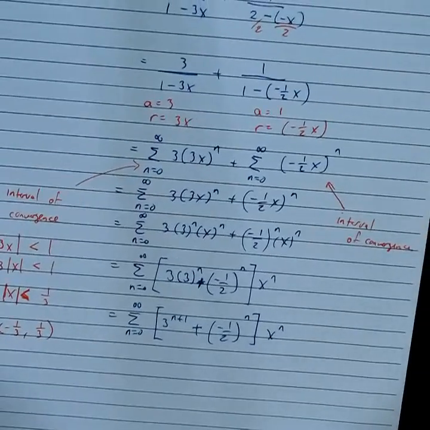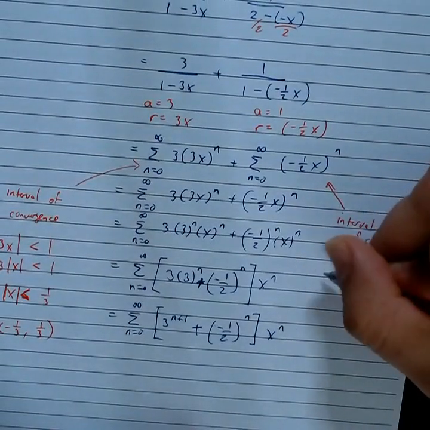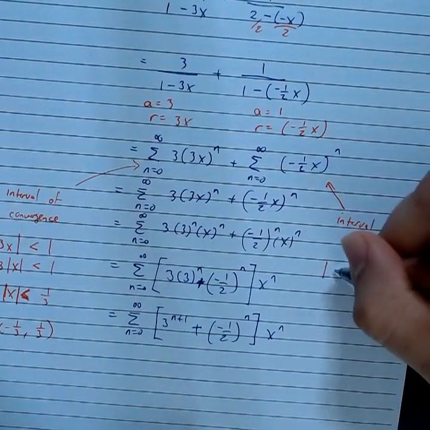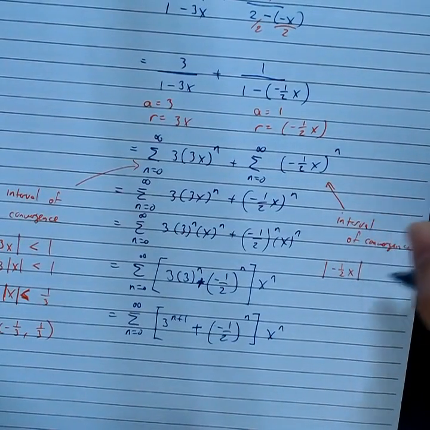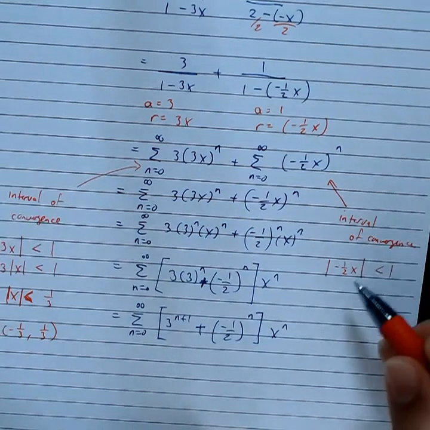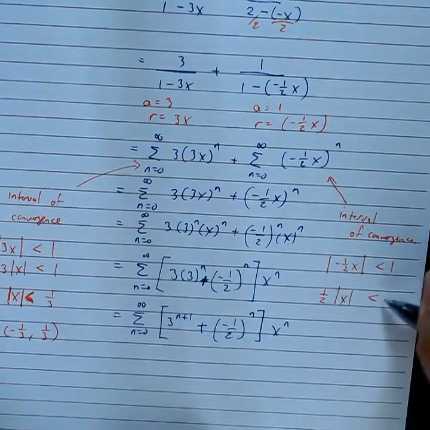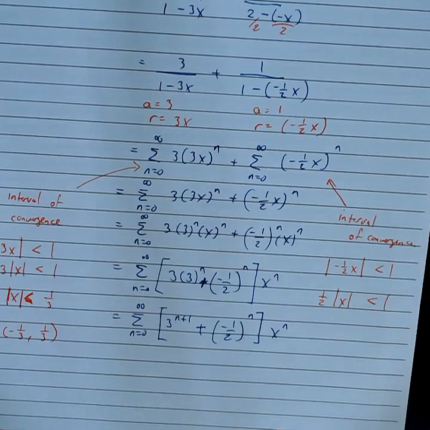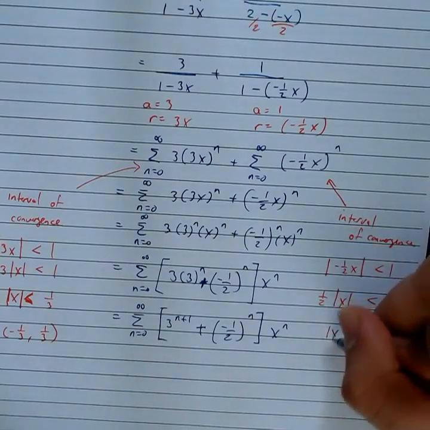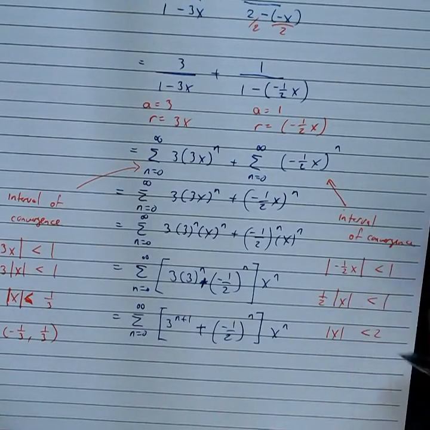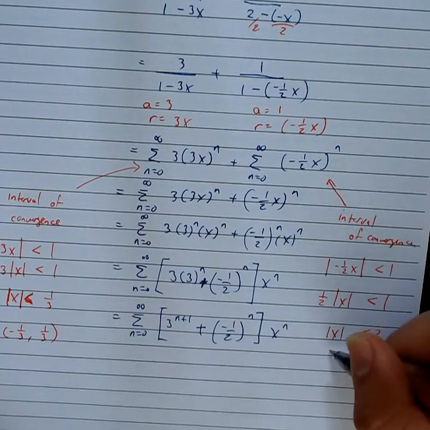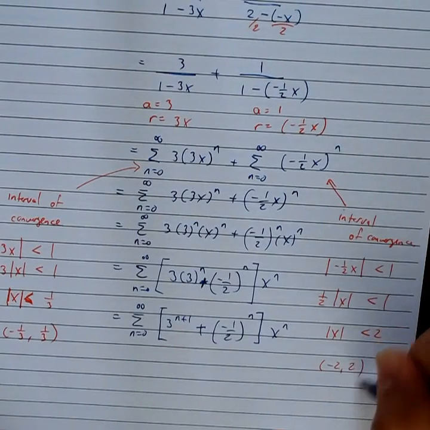This one over here works pretty much the same way. I want to find my interval of convergence. Well, that means I need the absolute value of -1/2 x to be less than 1. Now, if I'm taking the absolute value of this, that just is 1/2 times the absolute value of x is less than 1. Those two mean the same thing. But now I can go ahead and multiply both sides by 2. And that'll get us the absolute value of x is less than 2. And again, since we're centered at 0, that means our interval of convergence is everything between -2 and 2.